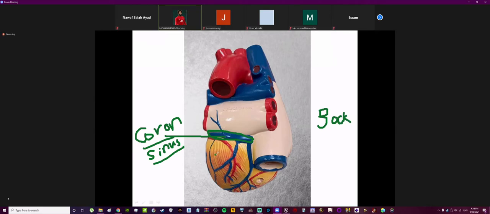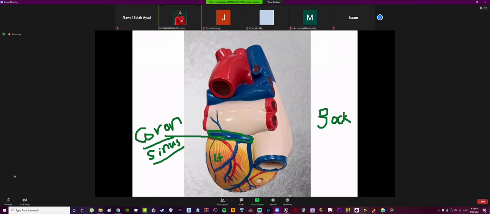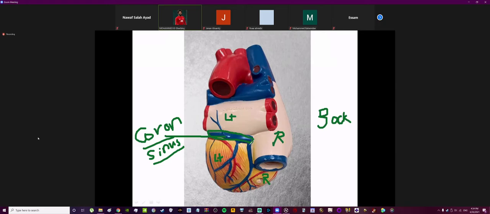And this is the left ventricle. Why? Because you are looking at the heart from the back. This is the left atrium. This is the right atrium. This is the right ventricle. So this groove between the two ventricles is the posterior interventricular groove. The artery here will be the posterior interventricular artery, and any vein here with the posterior interventricular artery will be the middle cardiac vein.